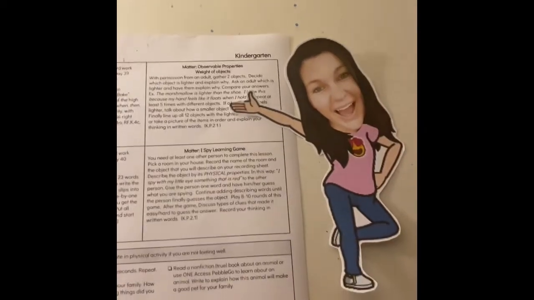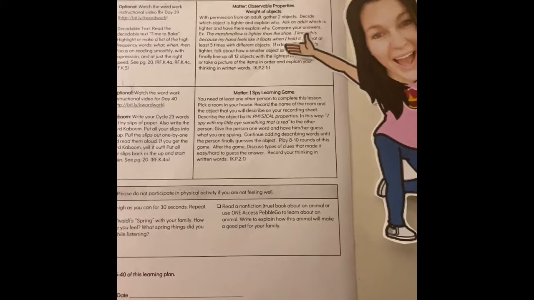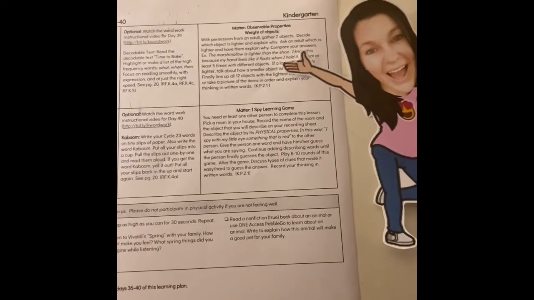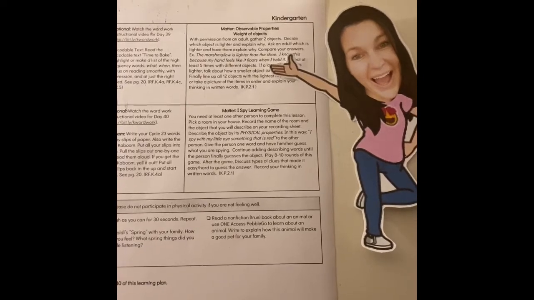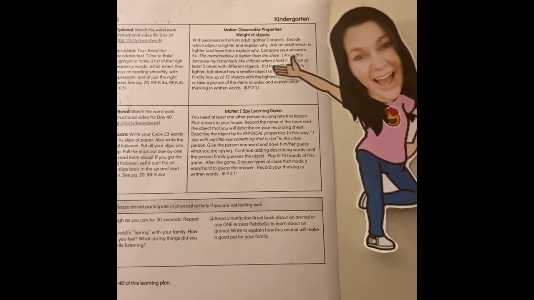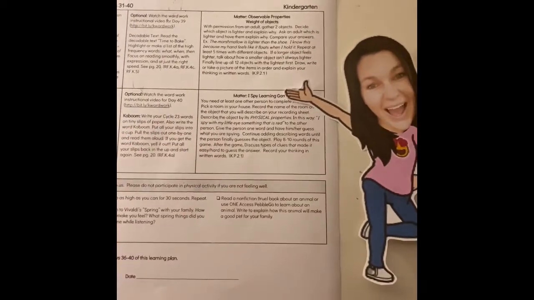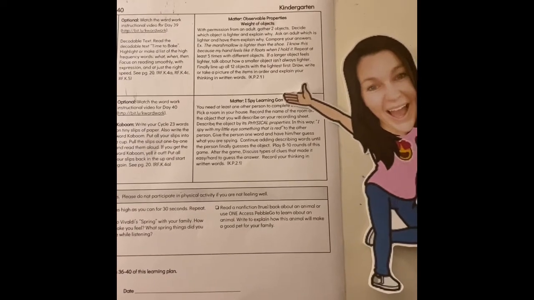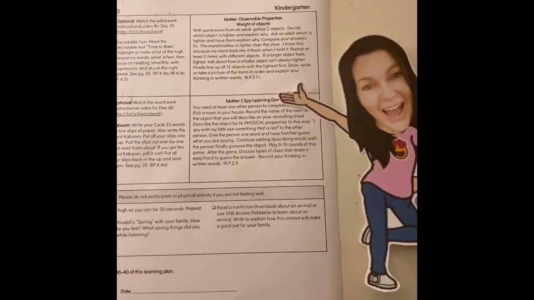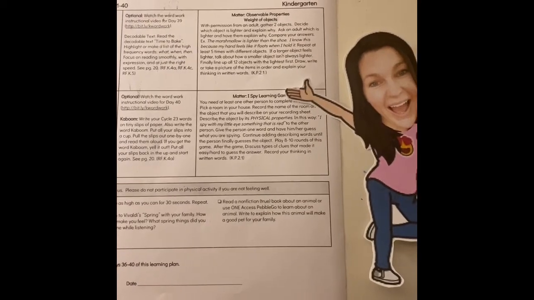Let's take a look at our assignment for science. It says, with permission from an adult, gather 2 objects. Decide which object is lighter and explain why. Ask an adult which is lighter and have them explain why. Compare your answers. So for example, the marshmallow is lighter than the shoe. I know this because my hand feels like it floats when I hold it. Then you're supposed to repeat that at least 5 times with different objects.